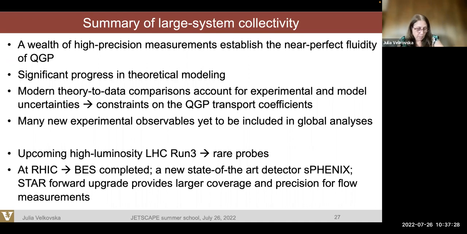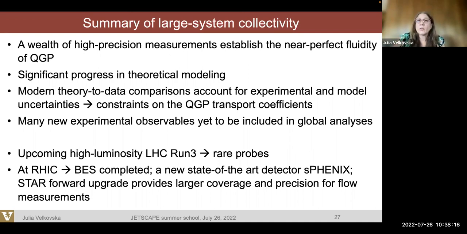We also have upcoming runs. The LHC is just starting up now for Run 3, and there will be a heavy ion run in November. During Run 3, which will last several years, we will collect a lot more data, and we will be able to study these collective effects in detail with rare probes. We already have a lot of measurements that I did not show, but we can really make detailed measurements now with heavy flavor and quarkonia and jets and things like that.